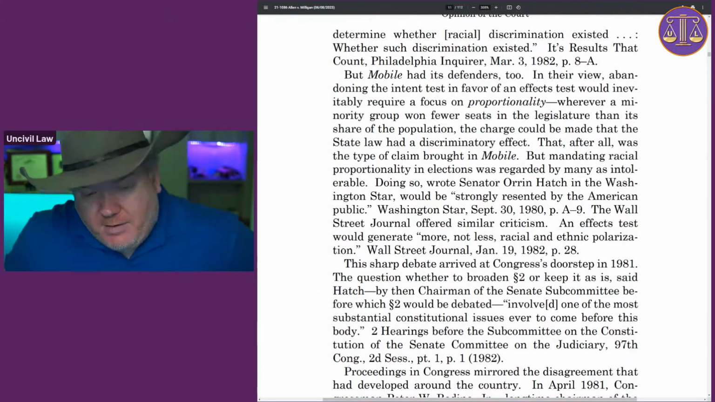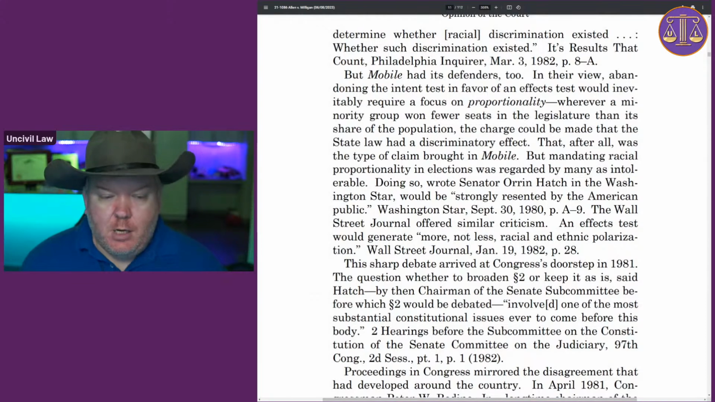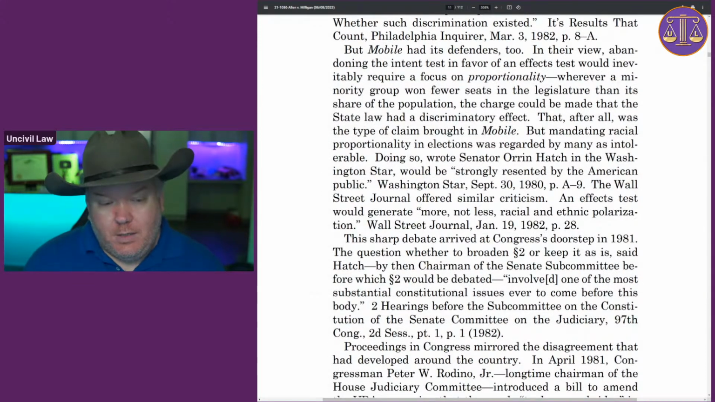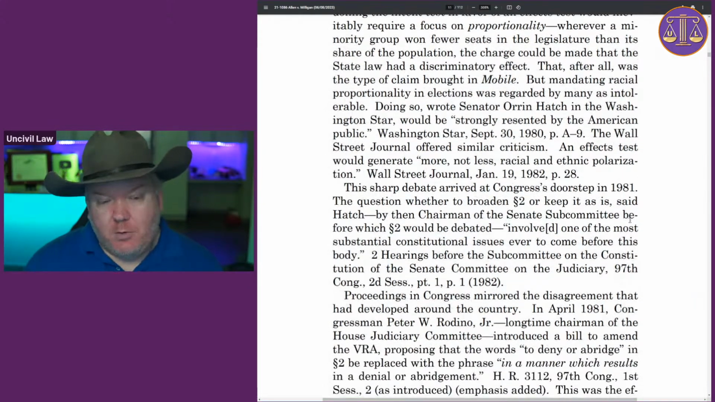That debate arrived at Congress's doorstep in 1981. The question of whether to keep Section 2 as is or not involved one of the most substantial constitutional levers to come before the court.